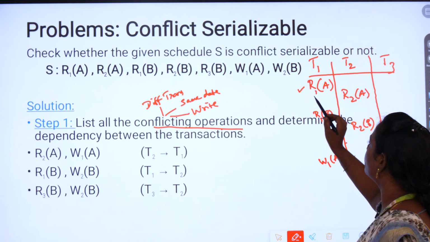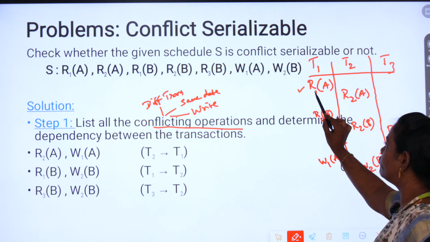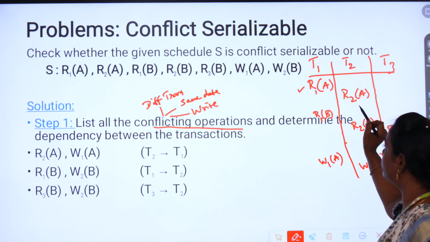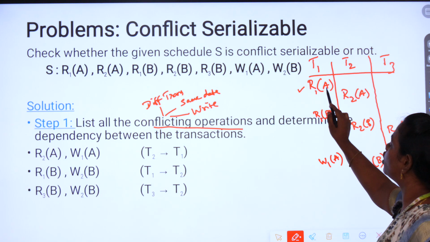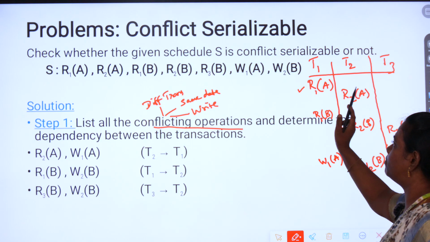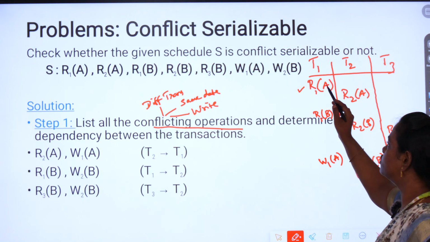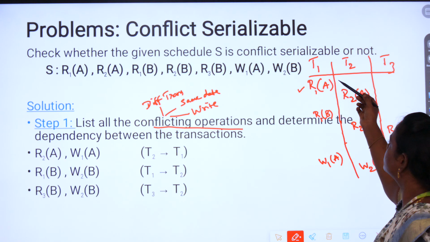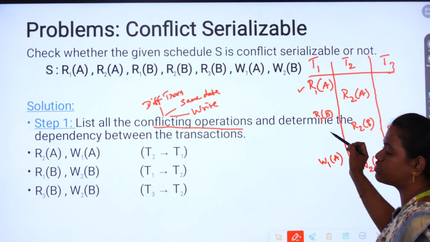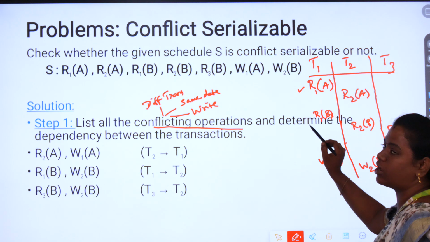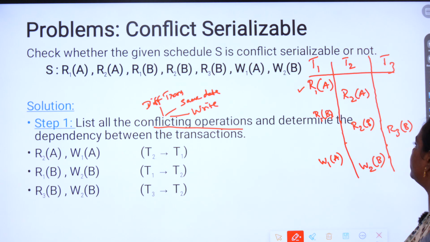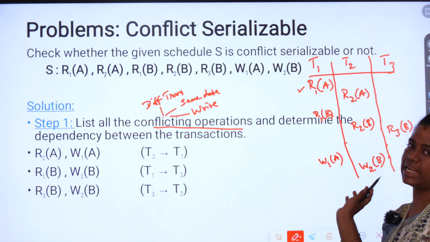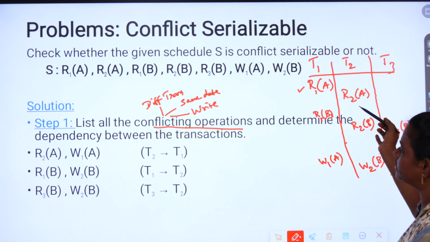So your first instruction is R1 of A. Now I am going to compare R1 of A to the next transaction. Here R2 of A will be executed. Both are on the same data and different transactions, but both are read operations, so the condition is false. Next is R1 of B. It belongs to the same transaction, so no need to check it. Directly go to R2 of B in transaction 2. Here the data are different, so there is no conflict.